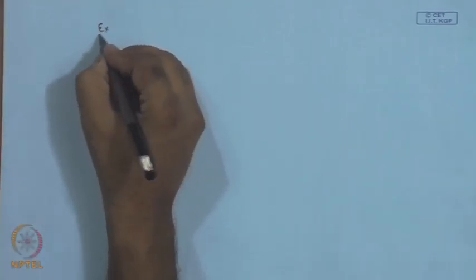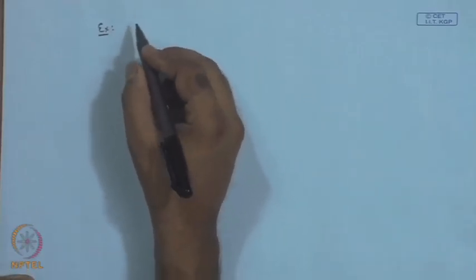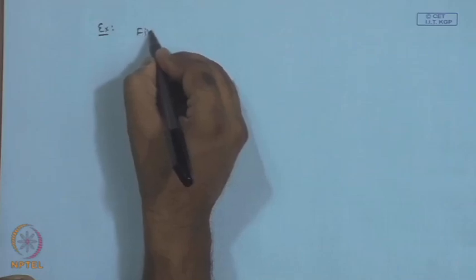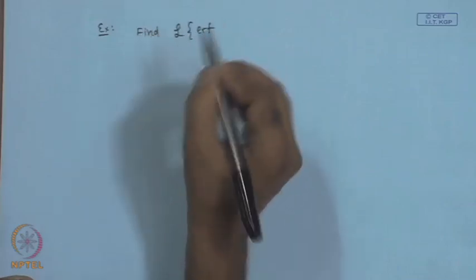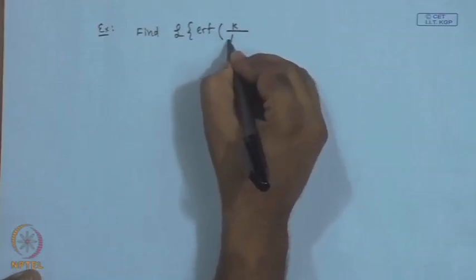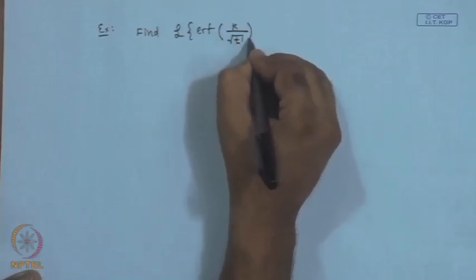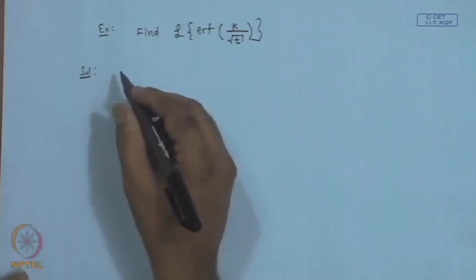Now, we go for an important example which will be used while solving ordinary and partial differential equations. So, this is the Laplace transform again of the error function, but with a different form, a different argument here: k over square root t. So, this is slightly more involved, so let us just go through it.